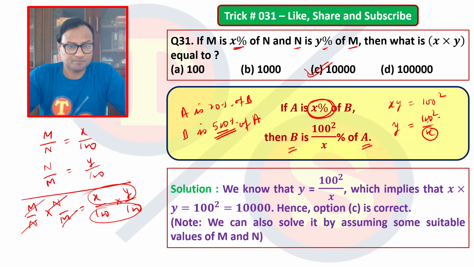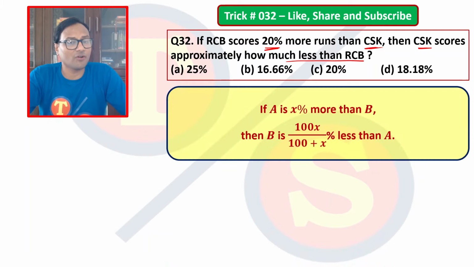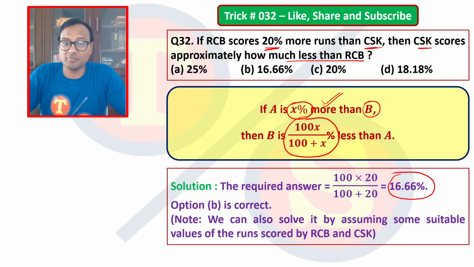Then if we move ahead, question number 32. If RCB scores 20% more runs than CSK, then CSK scores approximately how much less than RCB in terms of percentage? So basically we have a formula over here, and if we apply this formula, we can definitely find out the answer. There is no problem in it. If your maths is not that good, if you struggle in mathematics, then you can simply remember this, that whenever we say that one number a is x% more than the other number b, then the other number b is always 100x upon 100 plus x% less than a.